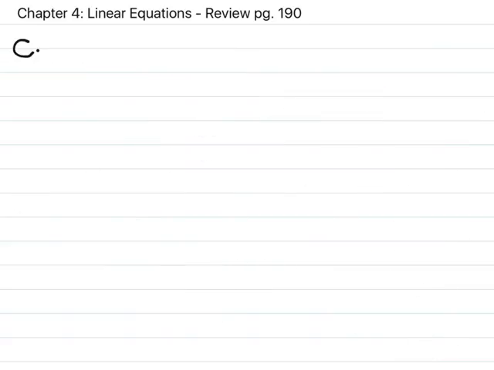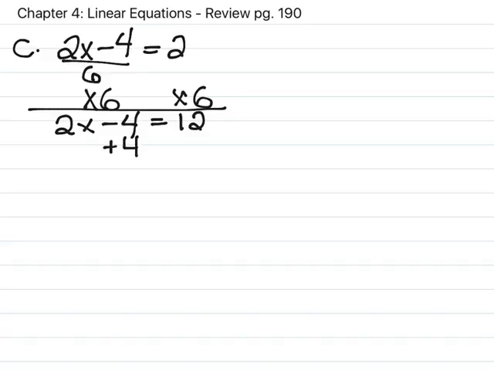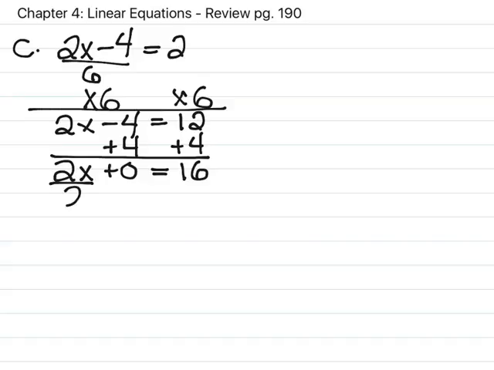5c. So you have 2x minus 4, all divided by 6 is equal to 2. So we're going to start with the 6. Because we're dividing over here, we're going to multiply by 6 on both sides. This will give you 2x minus 4, because the 6's will cancel out, will equal 12. So then we're going to add 4 to both sides, which will give you 2x plus 0 equals 16. And then we have to divide both sides by 2, giving x equals 8.